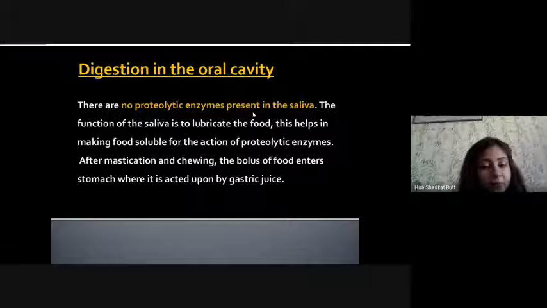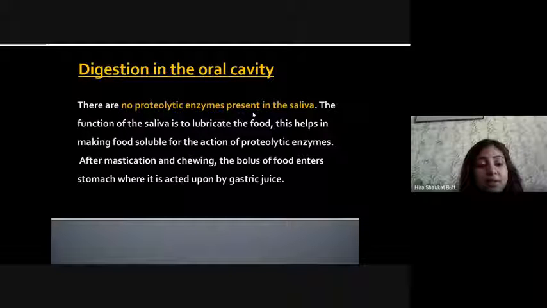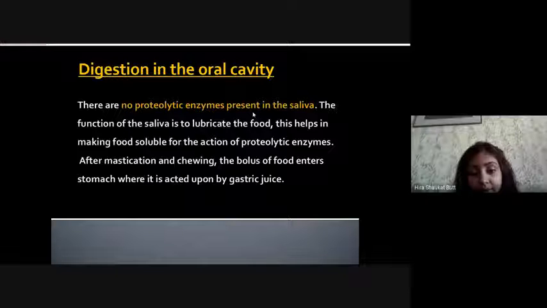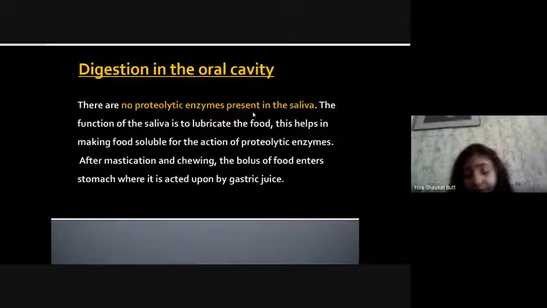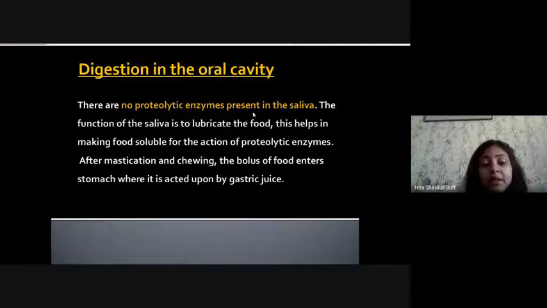So there is no proteolytic enzyme present in the saliva, and the function of saliva is to mix and lubricate the food, which makes it easier for food to pass from the oral cavity into the stomach. After mastication and chewing through the teeth, the bolus of food enters the stomach. It is acted upon by gastric juice.